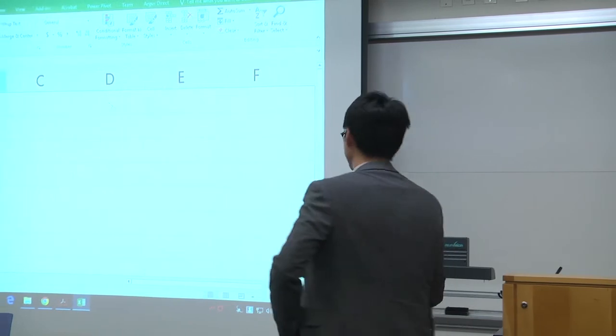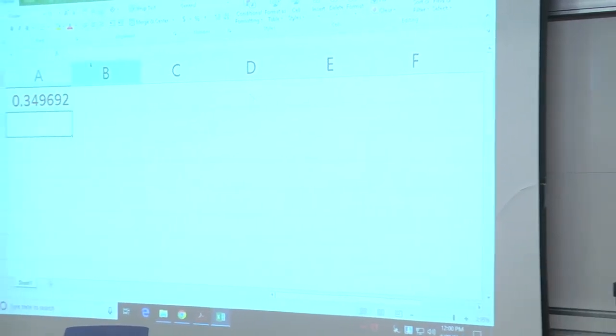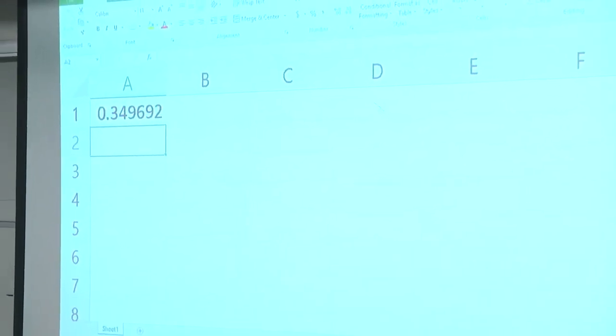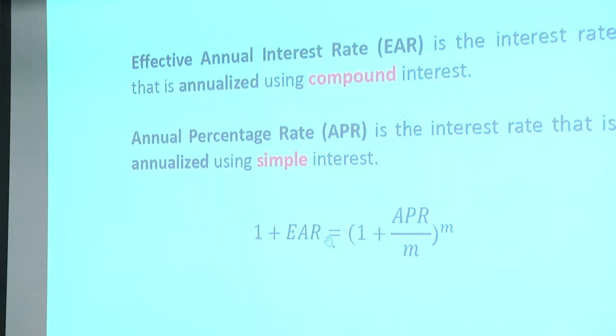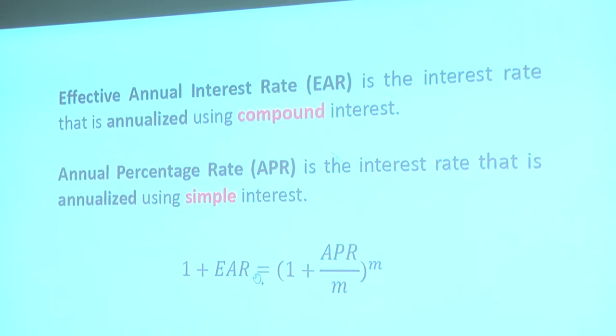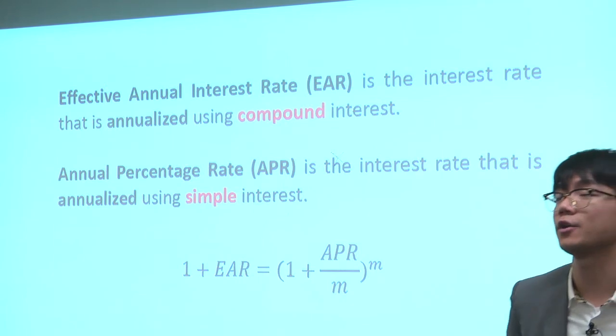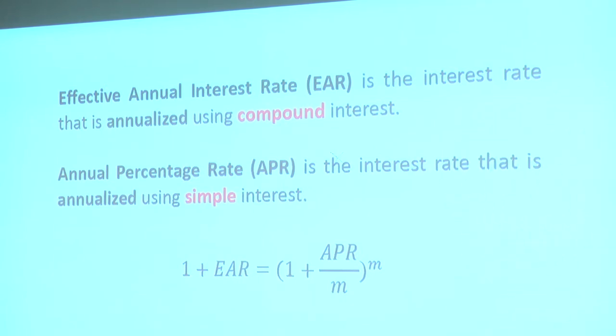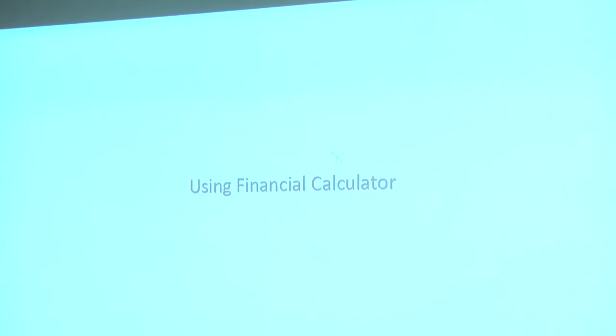Okay? It's compounded daily. So with a higher frequency of compounding, your EAR, effective annual rate, is usually higher than your APR, annual percentage rate. Now, we'll see some examples of this later in the questions. You will understand a little better.